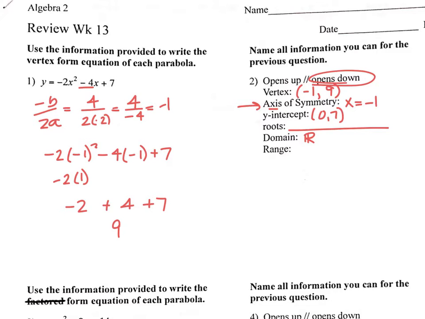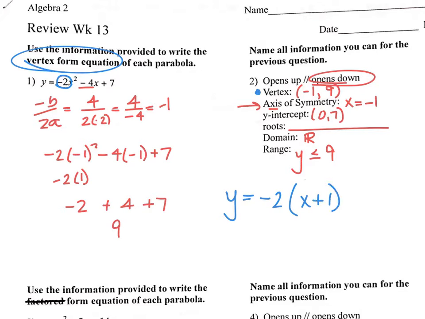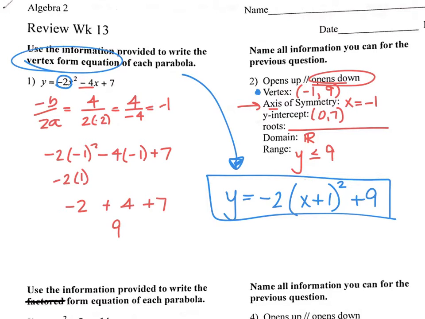Domain is going to be all real numbers, and range, because it's opening down, this is y is less than or equal to, and we pull the range value from the y part of the vertex, so y is less than or equal to 9. Now, this whole part about writing in vertex form, now that I have the vertex, this really isn't that hard. I know the vertex, and I know that the pattern out here is -2, so my equation in vertex form is y equals -2. Inside's the opposite, so (x plus 1) squared. Outside's the same, so plus 9. And there is my equation in vertex form.